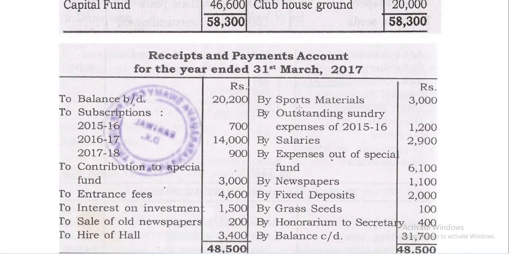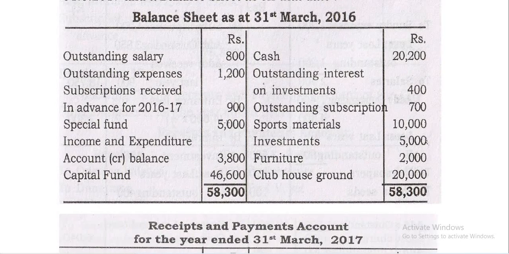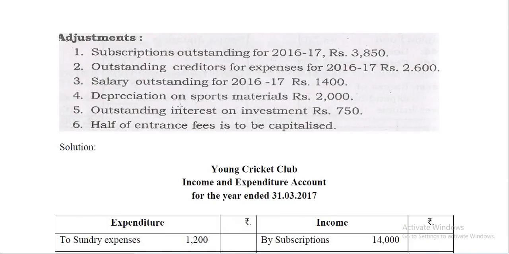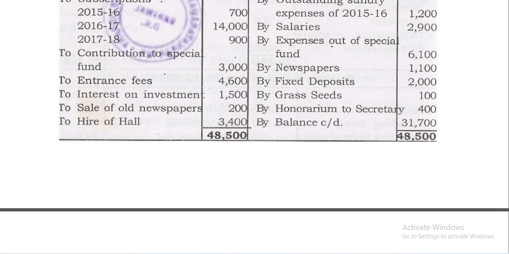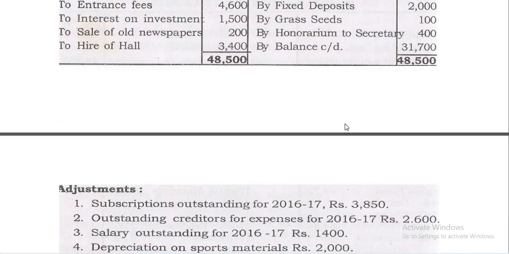Salaries 2,900, of that outstanding salary at the beginning 800 should be deducted, and current year salary outstanding should be added, and this will appear on the closing balance sheet liability side. And the expenses out of special fund, I already told you. Newspapers, revenue expenditure. Fixed deposit, it's an asset, will come to the asset side of the closing balance sheet. Grass seeds, revenue expenditure. Honorarium to secretary, it is recurring in nature, revenue expenditure to be debited to income and expenditure. And balance carried down, this will appear on the asset side of the closing balance sheet.